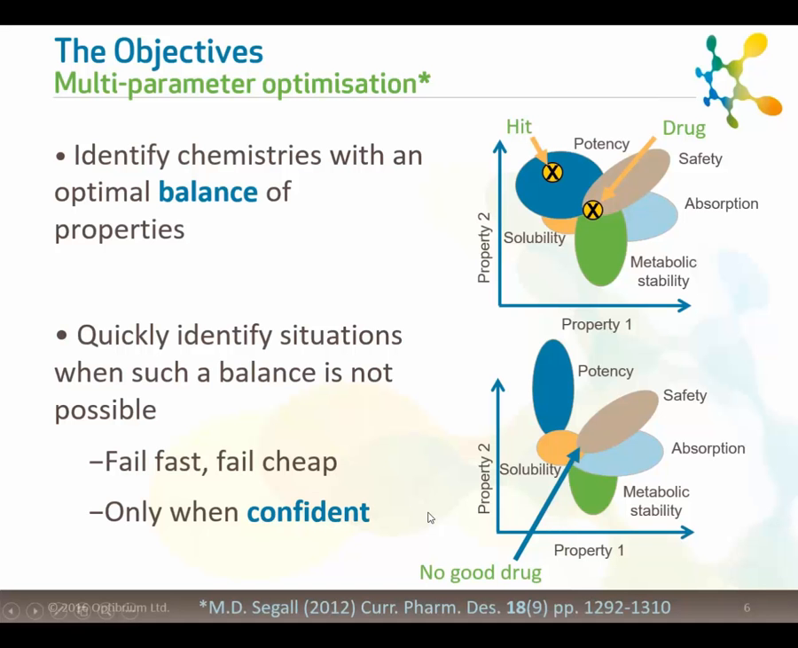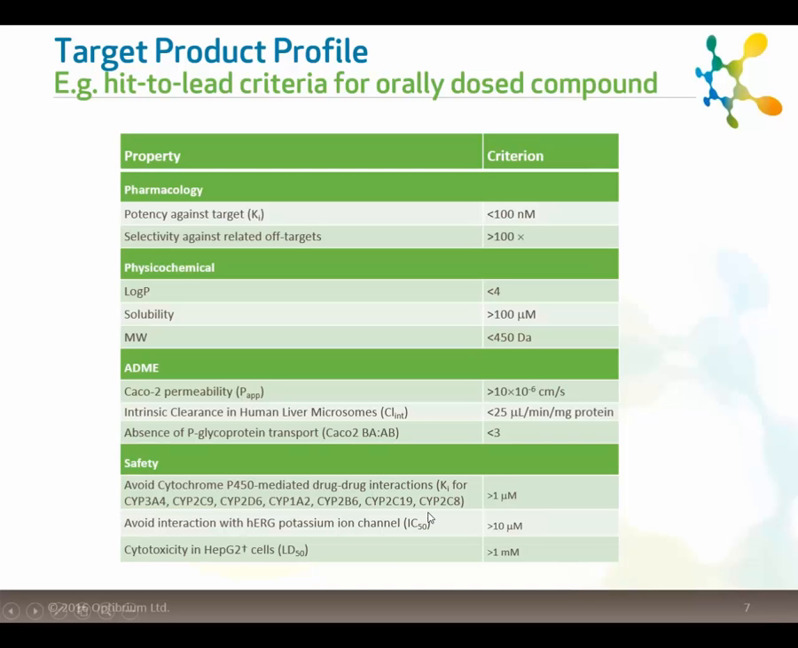And of course, what that gives us is a very complex landscape of data in which we have to make very important decisions about the direction of our project. One of the very common ways for making these decisions is to define a target product profile, a set of criteria for important properties that we want to achieve in order to move forward in our project. And this is just an illustrative example of some criteria we might have for the hit to lead transition, where the goal of the project is an orally dosed compound.